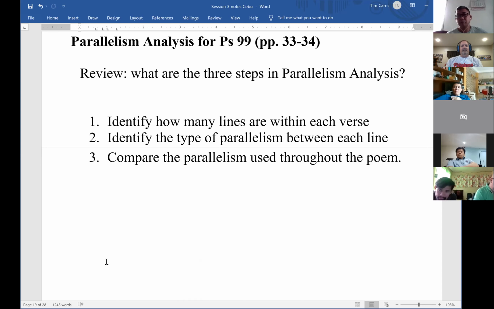I don't think there's that type of pattern in Psalm 99, but we do see that the dominant form of parallelism is developmental, which is consistent with the instructive and exhorting nature of the psalm: the call to exalt, the call to worship, and then the reasons for that. So that's, I think, all that we need to do right now for parallelism and that analysis.